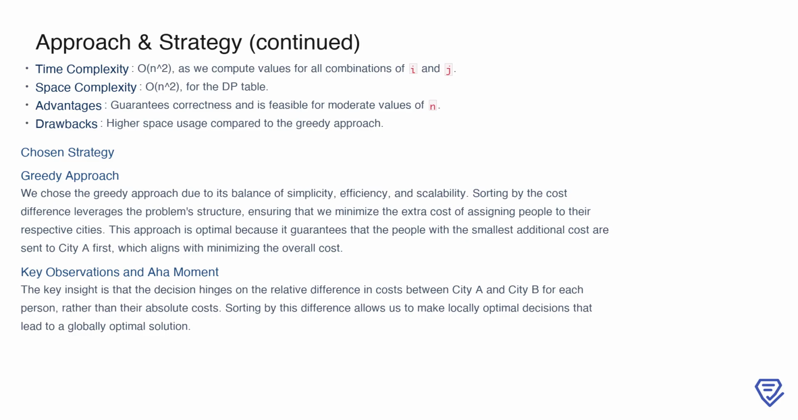Ultimately, the strategy we chose is the greedy approach. It strikes a balance between simplicity, efficiency, and scalability. By sorting individuals based on the cost difference between the two cities, we leverage the problem structure to make locally optimal decisions that lead to the globally optimal solution. This method is not only intuitive but also computationally efficient, ensuring that the overall cost is minimized without the need for additional data structures or complex calculations.